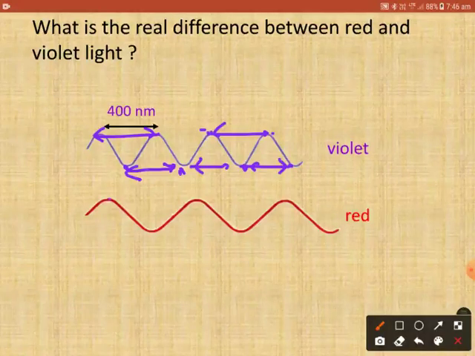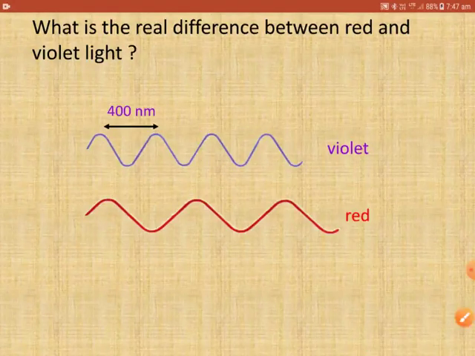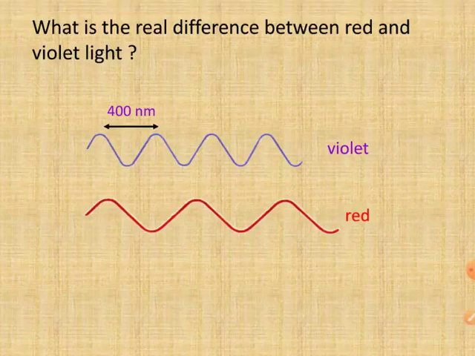So when you compare with red light, the red light has more wavelength than the violet light. Your violet light has a wavelength of 400 nanometer, whereas your red light has a wavelength of 700 nanometer. So 700 nanometer is more than 400 nanometer. So the wavelength of red light is more than that of violet light.